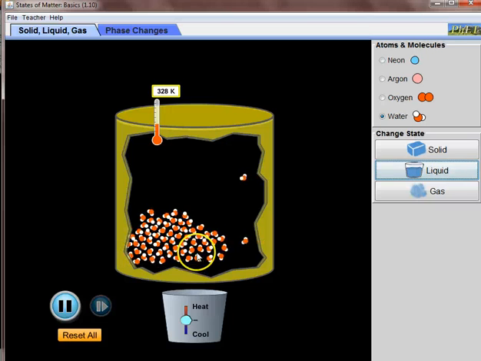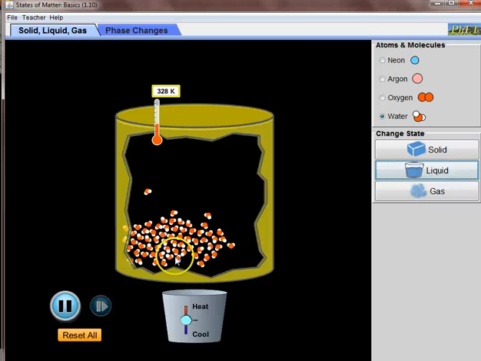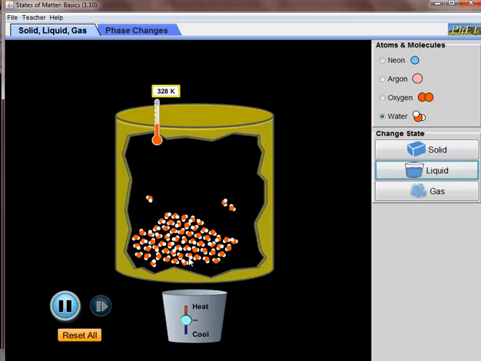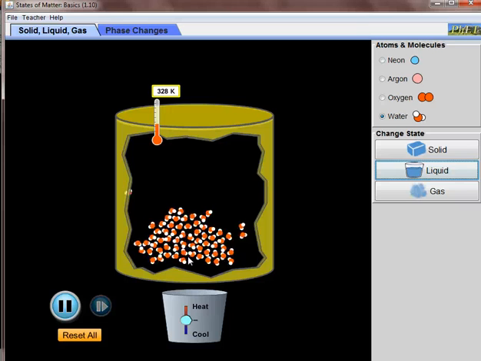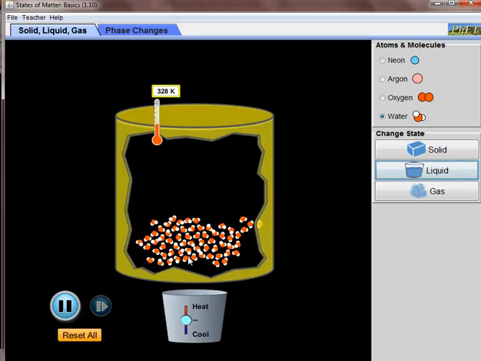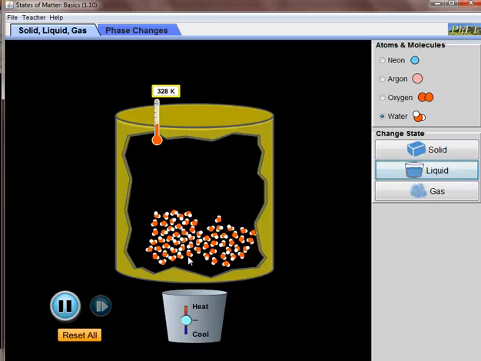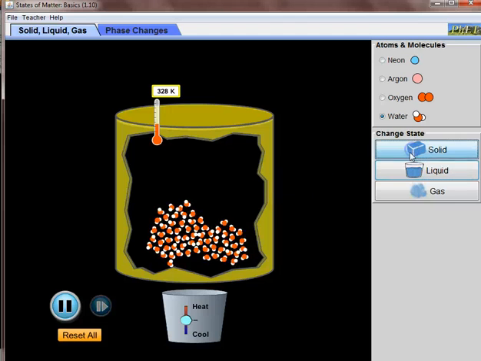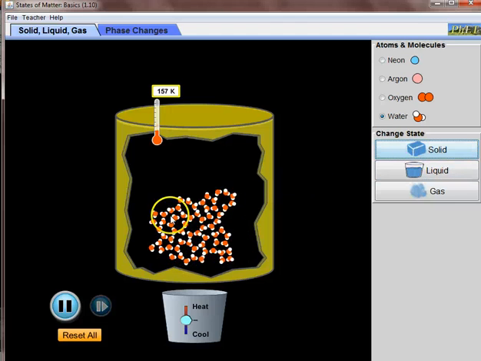Sahil, doesn't it look like it has lesser volume now? Yes, that is the case. Why does ice float on water? Because ice has lower density, because ice has more volume.